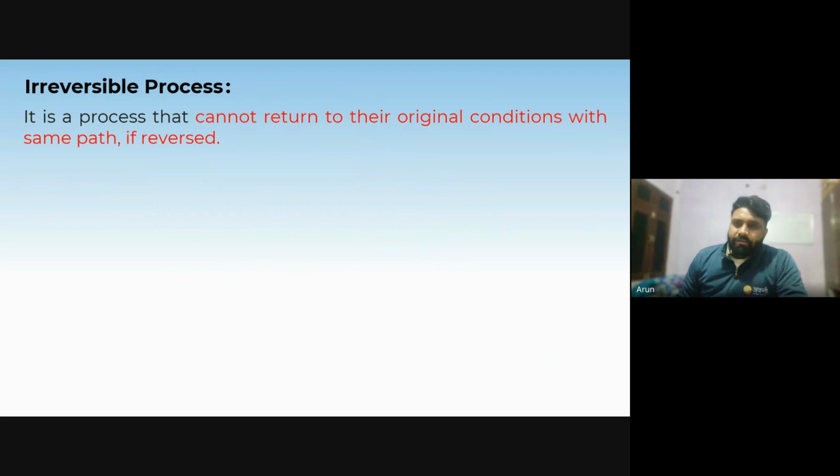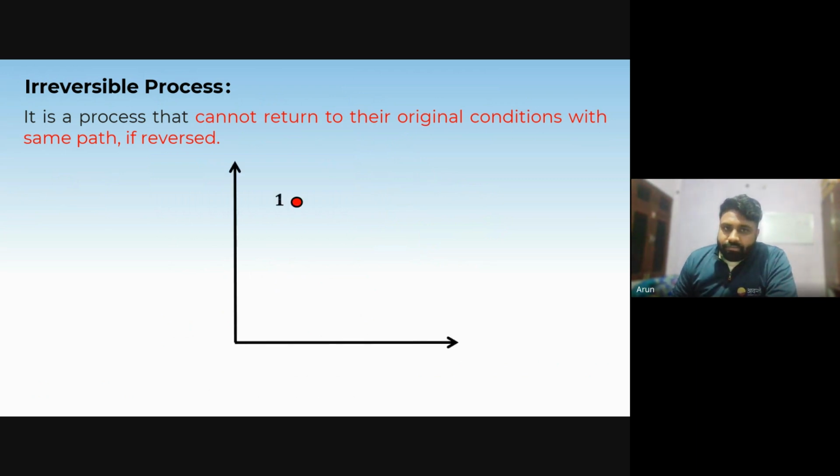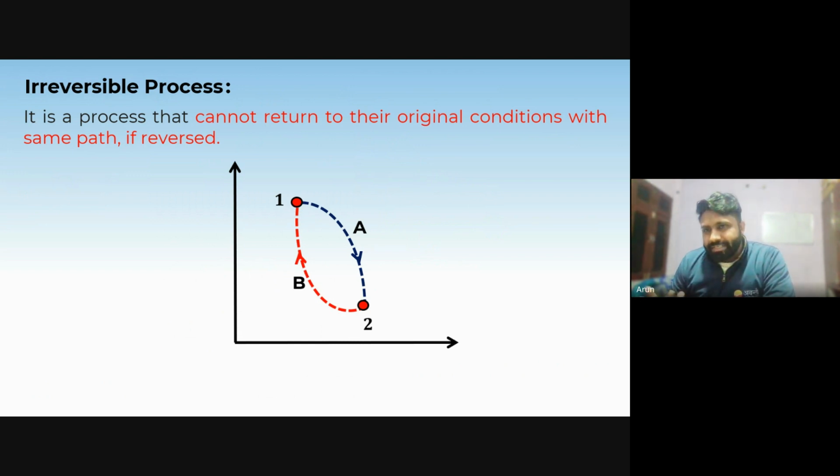Irreversible process is a process that cannot be reversed, which means the system cannot return to its initial conditions with the same path. So it is a process that cannot return to its original condition with the same path if reversed. Let's say this is state 1, this is state 2. This is path A we have followed, but in returning, we have followed another path, which means we have taken other conditions. That process is termed the irreversible process. It is just opposite to the reversible.